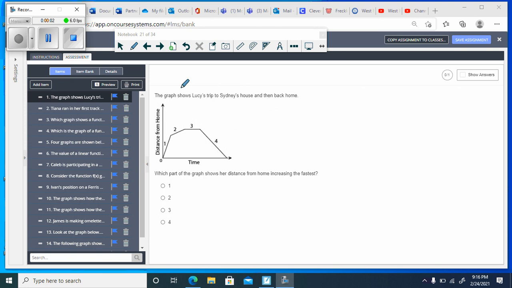This is Mod 6 Lesson 1 homework. Okay, this says the graph shows Lucy's trip to Sydney's house and then back home. See, this is the distance from home. Which part of the graph shows her distance from home increasing the fastest? Okay, she's increasing here, not increasing here, decreasing there. So the one that increases the fastest is 1.